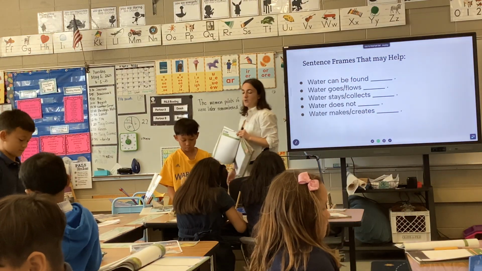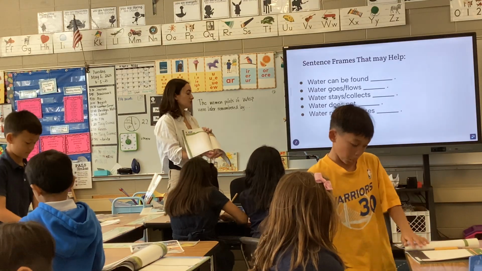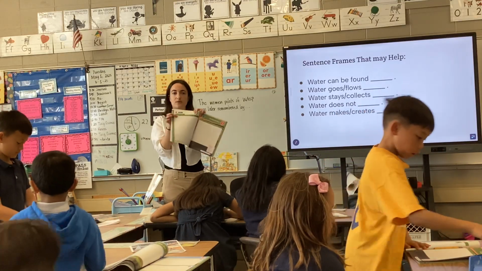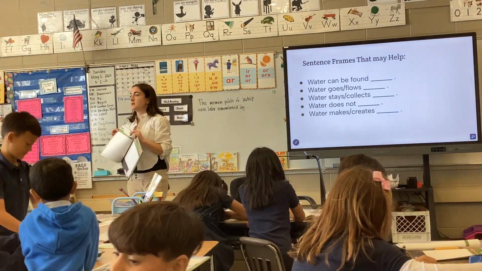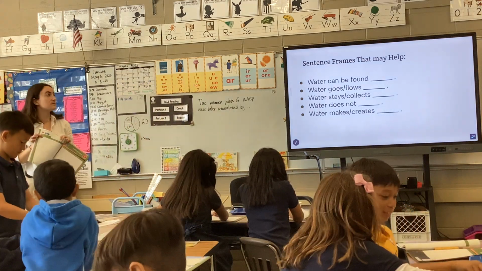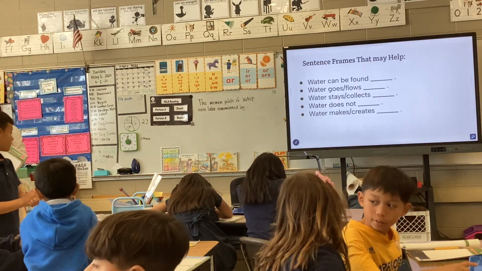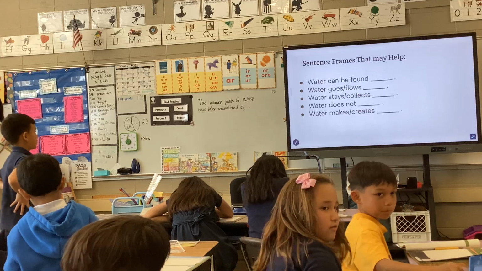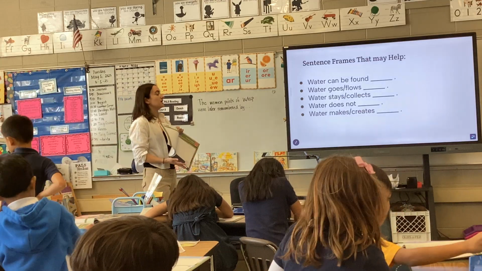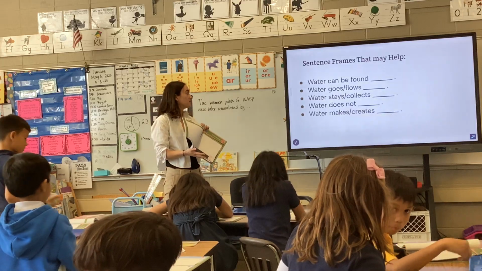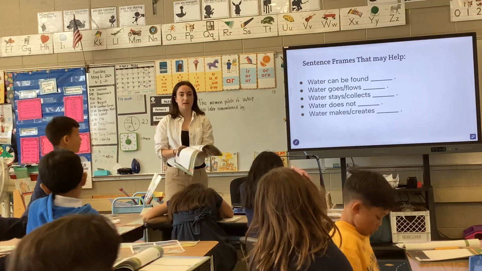Okay, so here are some sentence frames to help us write 3 key observations in this box, okay? So we could write water can be found. Where can water be found? Water flows in a certain direction. Ryan, please. Water stays or collects in certain areas. Water does not. And water makes or creates.